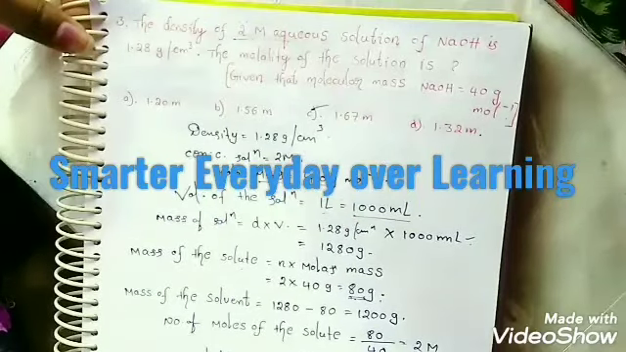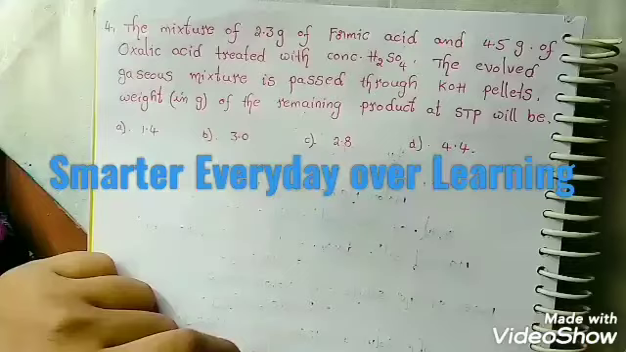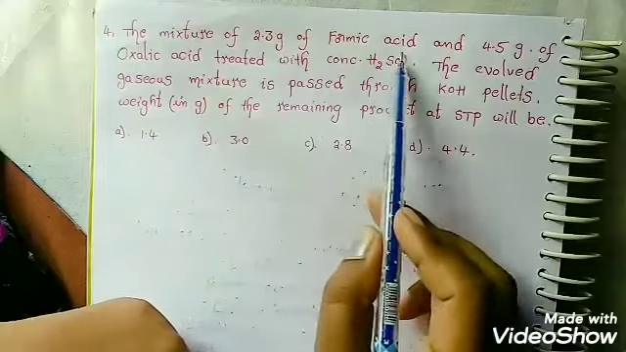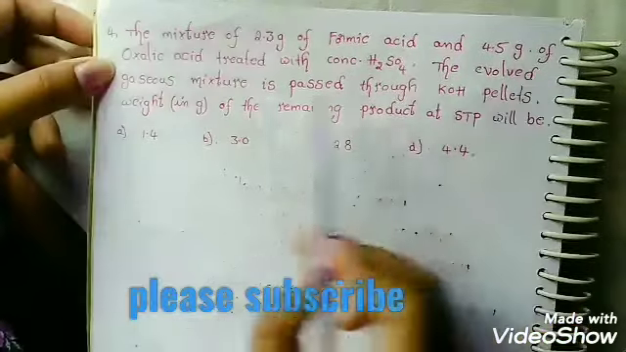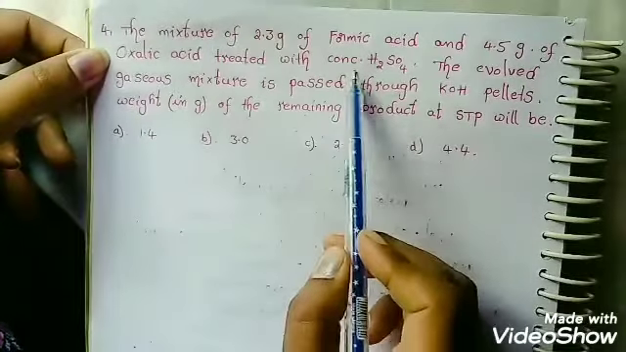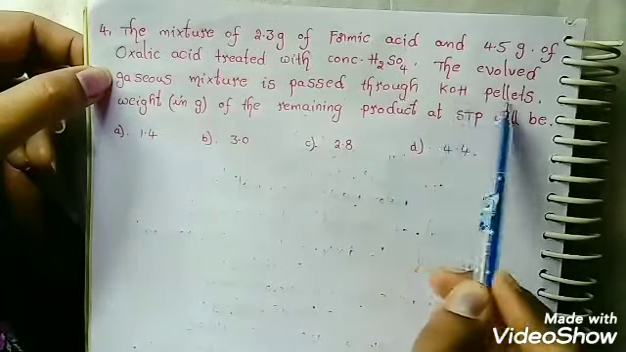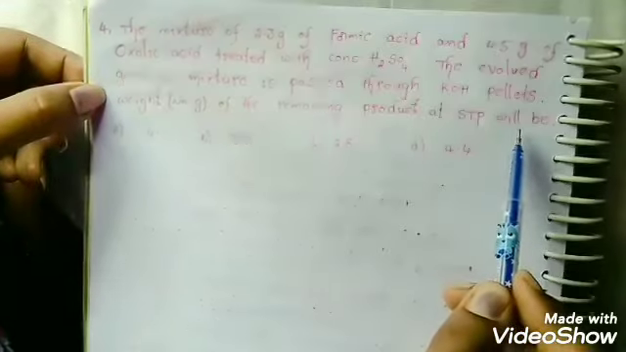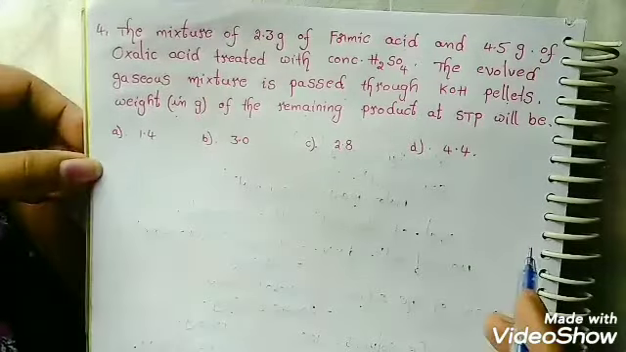Let us get into the next question, that is the fourth question. The question is: a mixture of 2.3 grams of formic acid and 4.5 grams of oxalic acid is treated with concentrated H2SO4. The evolved gaseous mixture is passed through KOH pellets, nothing but potassium hydroxide pellets. The weight in grams of the remaining product at STP will be. Then the remaining product you have to find in weight, in the form of, you can calculate the weight in grams.